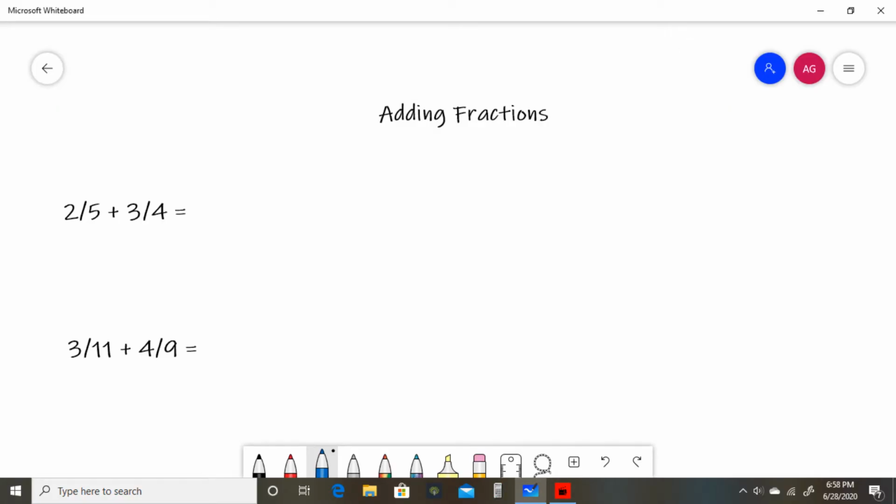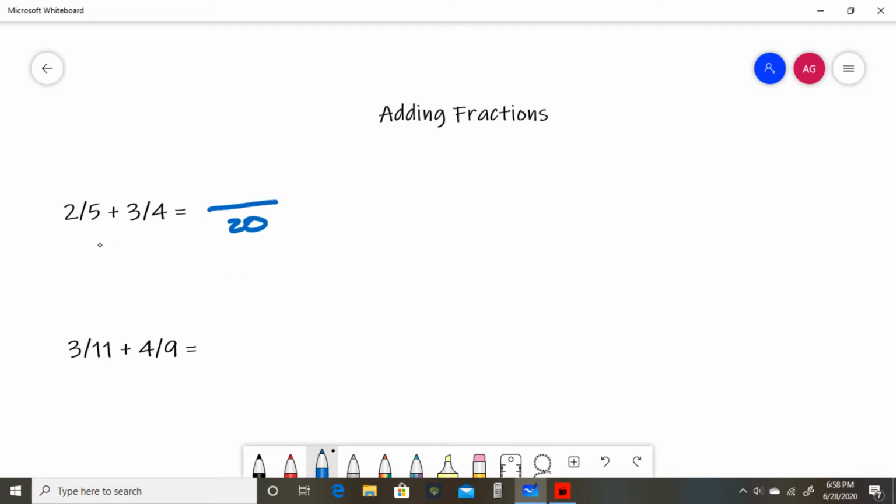Today, we will be learning how to add any two fractions in your head, so let's get to it. For our first example, we have 2/5 plus 3/4. Our first step is to find the denominator. To do this, just multiply the denominators of our two fractions. 5 times 4 is 20, so the denominator of our fraction is going to be 20.